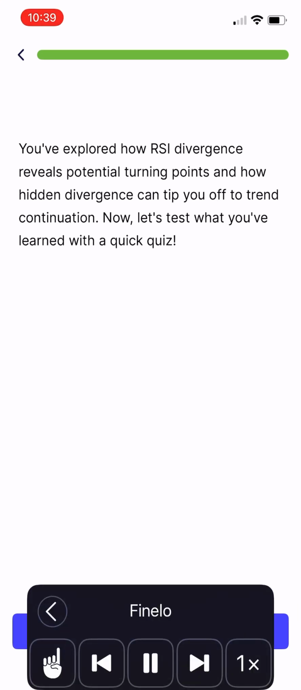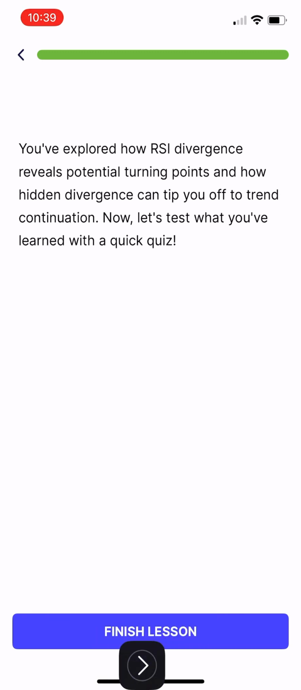You've explored how RSI divergence reveals potential turning points and how hidden divergence can tip you off to trend continuation. Now, let's test what you've learned with a quick quiz.